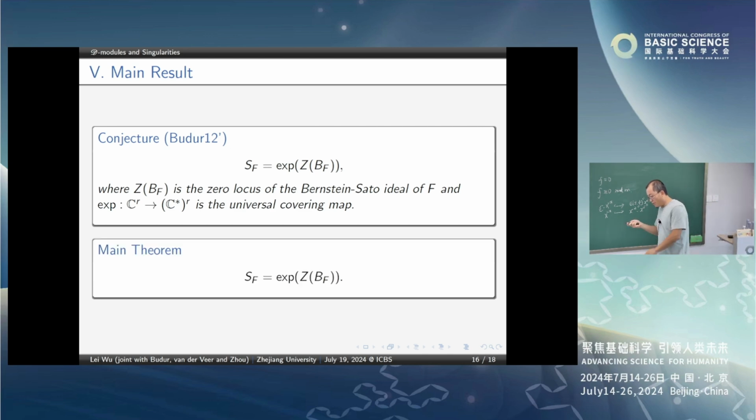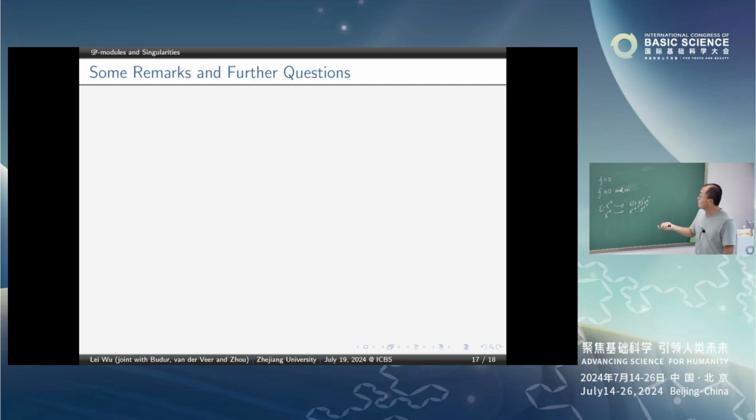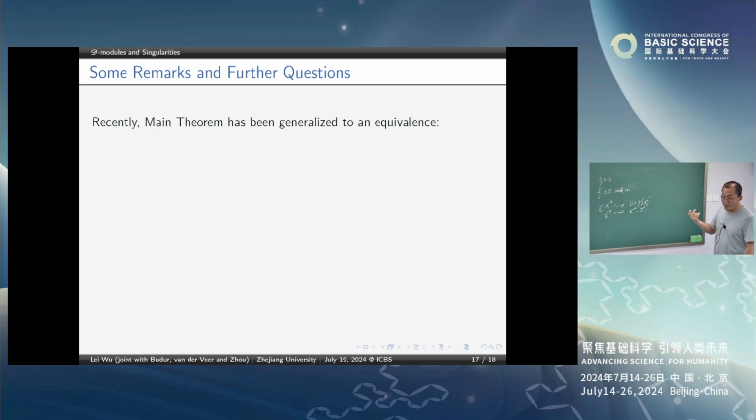So the method we use to prove this is a combination of studying D-modules from a relative perspective and a logarithmic perspective. Because of time, I cannot go into more detail, but I'm happy to discuss that with you if you are interested. Okay. So finally, let me give some remarks on our result and some of my thoughts about future directions and questions.